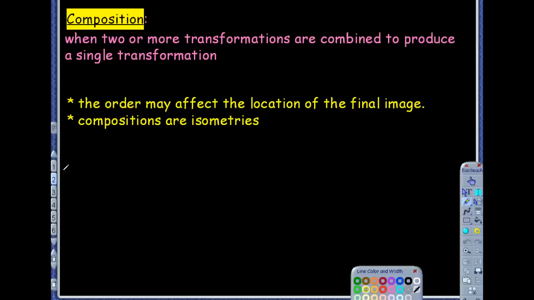The order may affect the location of the final image. So what Ms. Palermo mentioned already, and what I tell my students too, is to go in the order that they give them to you, just to be on the safe side. And compositions are isometries, so your final product should be congruent to your original pre-image. Make sure you're going in the order they give you. I think that's always a good rule of thumb when you're working through compositions.